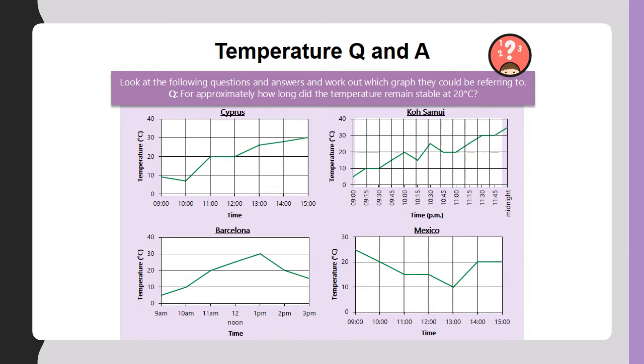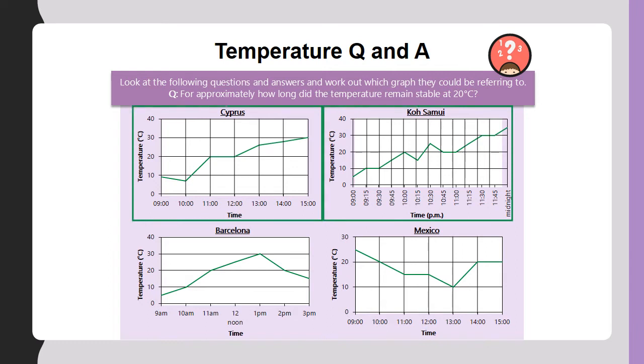I'll give you a clue. There are two graphs that we're referring to. Super. Let's see if you manage to spot them. It's Cyprus and Koh Samui. Both of them have the temperature remain stable at 20 degrees Celsius for a period of time.